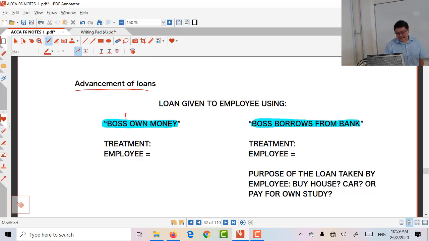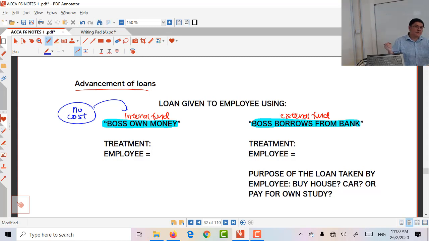We normally call this an internal fund, and this an external fund. Our concept is that when the fund is internal, it's basically no cost, which is not really true. I know from a management point of view, how can that be no cost? There's opportunity cost. But we are talking about it not really causing you to pay anything, because the money is there. But if you borrow from a bank, then you have to pay. So there is a cost to the boss, to the employer.